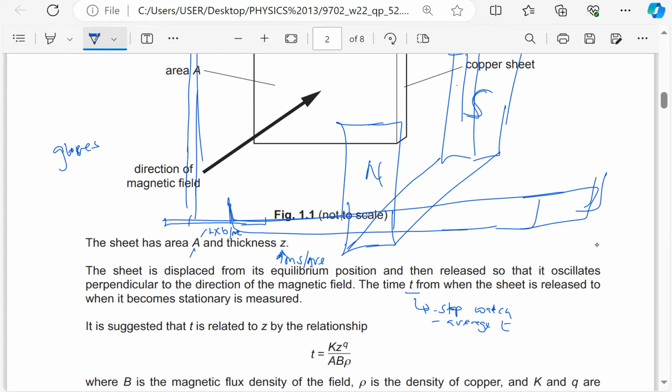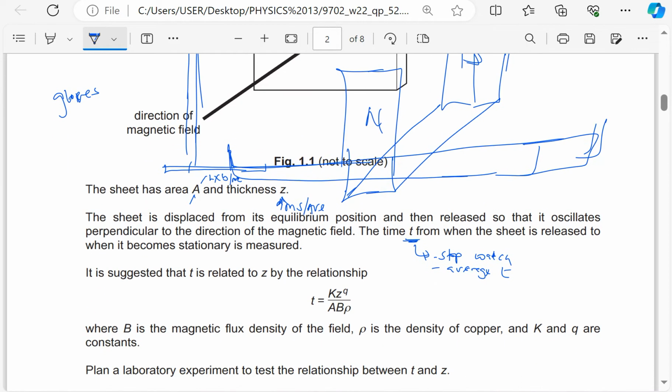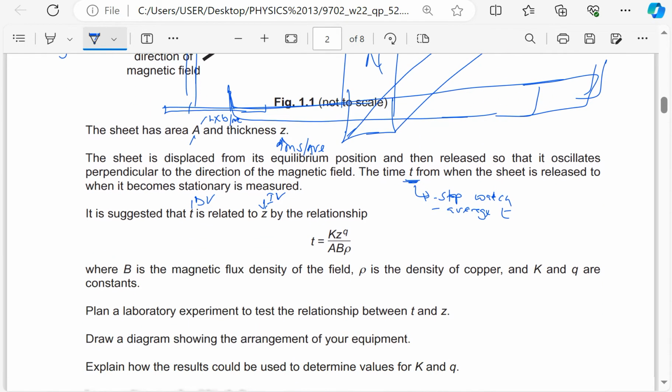So it means t cannot be the independent variable because I can't change t myself. But I can change the thickness. I may vary the thickness. I may use a copper sheet of a different thickness. So z is going to be the independent variable, which I will change myself as the examiner, and t is going to be the dependent variable.